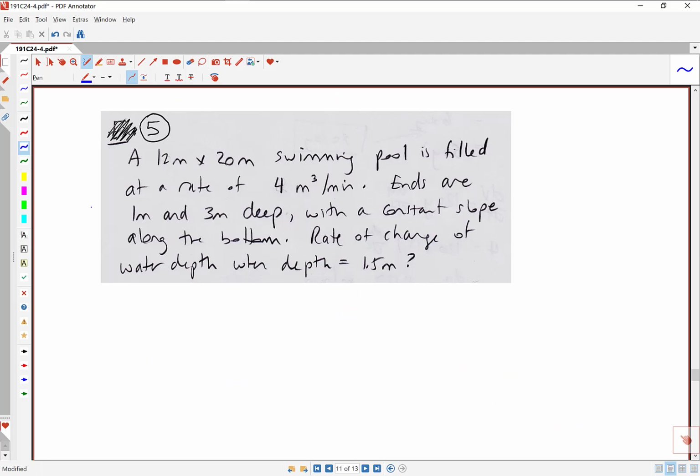A 12 meter by 20 meter swimming pool is filled at a rate of 4 cubic meters per minute. The ends are 1 meter and 3 meters deep with a constant slope along the bottom. Find the rate of change of the water depth when the depth is equal to 1.5 meters. So the fact that there's a question mark at the end of this last sentence just means find the rate of change of the water depth.